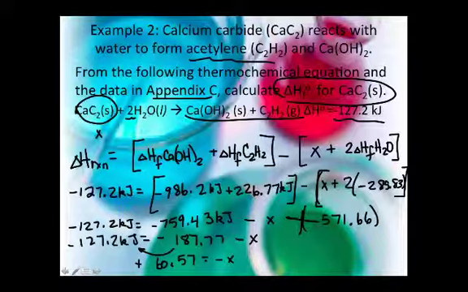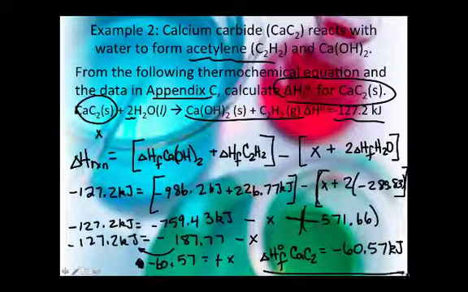So how do I solve for x? Multiply both sides by negative 1, and that just changes the sign of everything else. So that means that the heat of formation for calcium carbide is equal to negative 60.57 kilojoules. So you take what you know and what you can look up in Appendix C and work your way to the parts that you don't know.